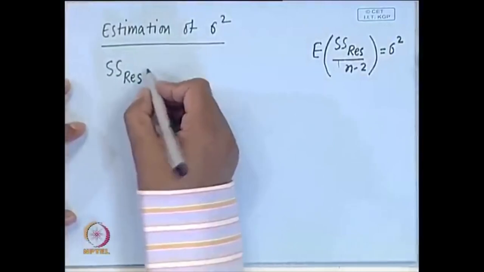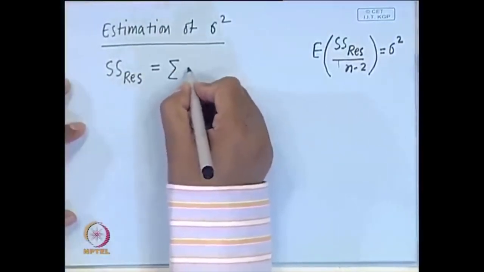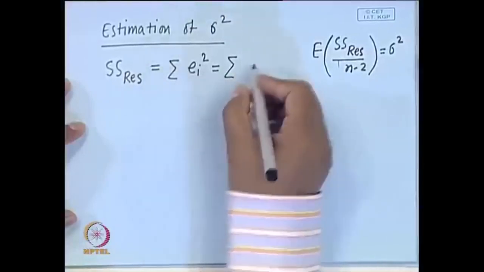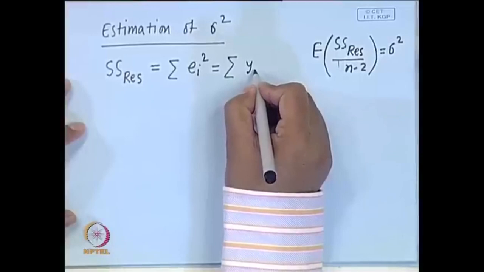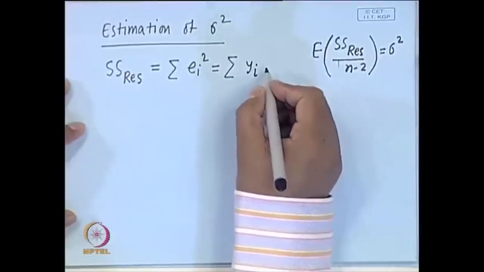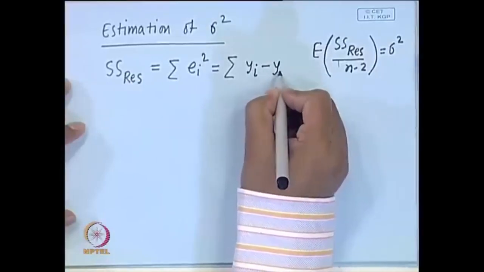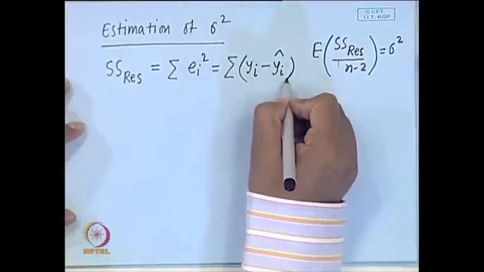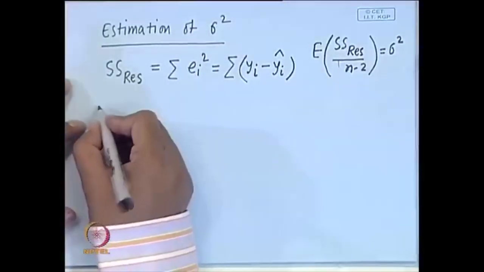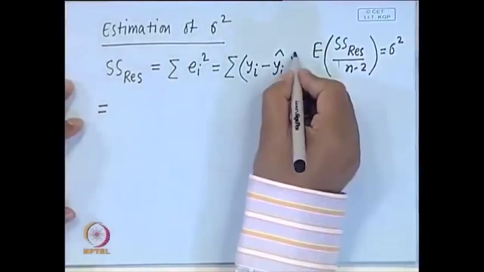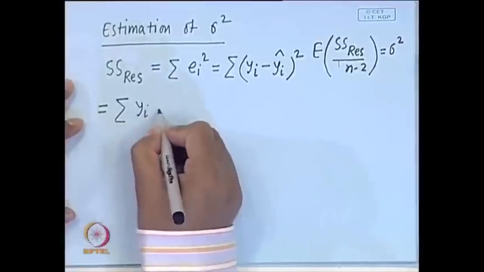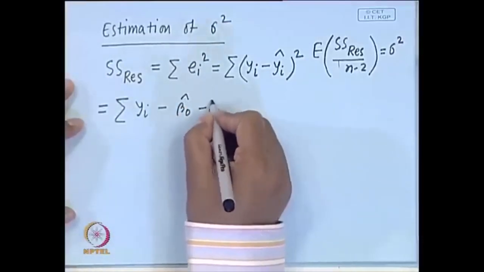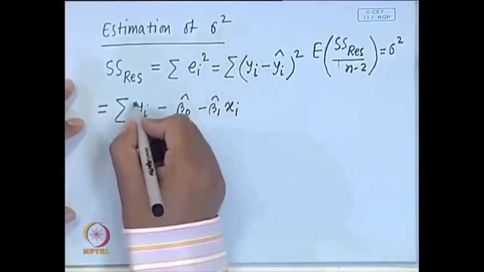SS residual is equal to summation e i square, that we know, and the ith residual is the difference between the ith observation and the estimated value y i hat. Well, so this is equal to summation y i minus, what is y i hat, is equal to beta naught hat minus beta 1 hat x i, whole square.